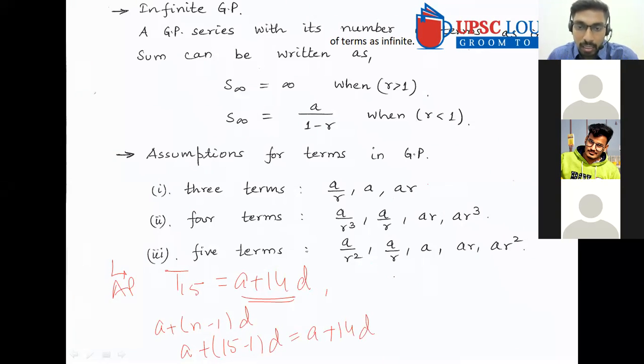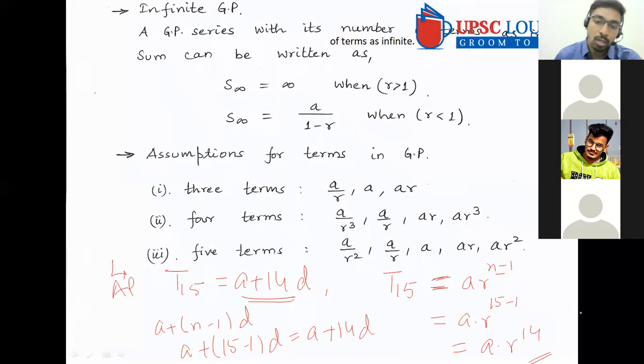So in the same manner, if you want to write T15 in the GP, then what will you do? A R to the power N minus 1. So A into R, N will be 15 minus 1. That means A into R to the power 14. So whatever you are adding in the AP part with your common difference, the same thing will be in the power in your GP part.